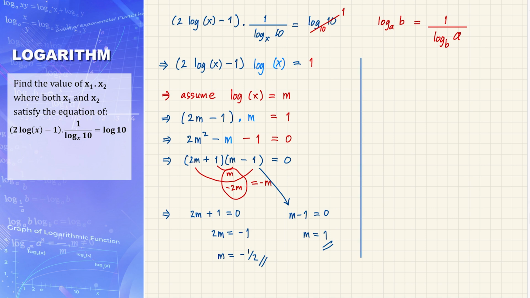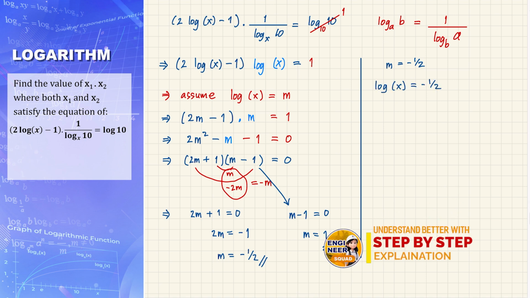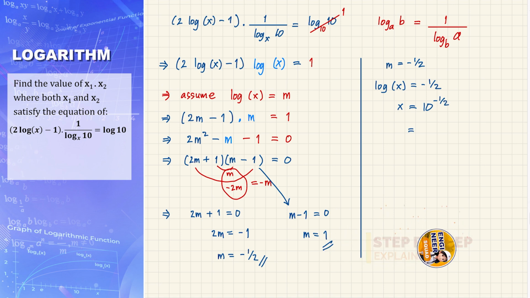We will return m into the original form, which is logarithm of x. For the first, m equals minus 1/2. It means log x equals minus 1/2. Therefore, x is 10 to the power of minus 1/2, or 1 over 10 power 1/2. It can be written as 1 over the square root of 10, which we denote as x1.